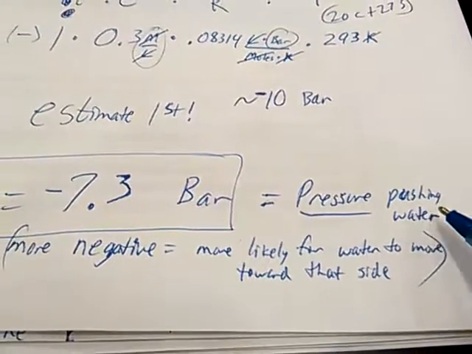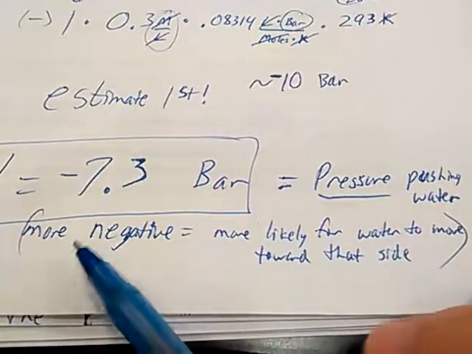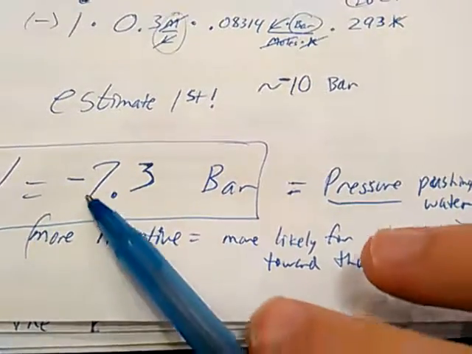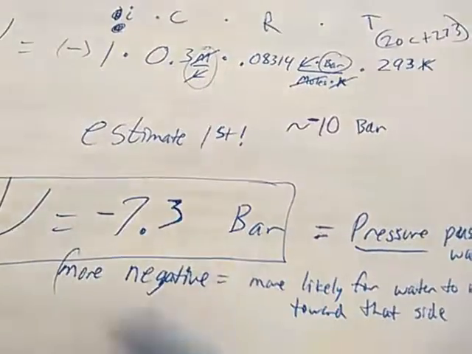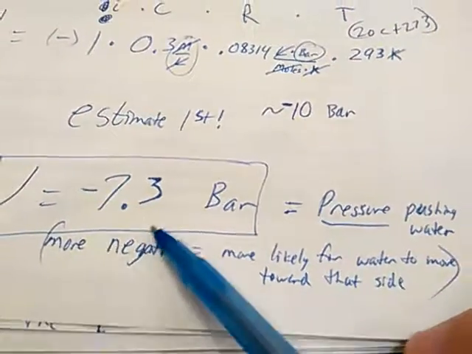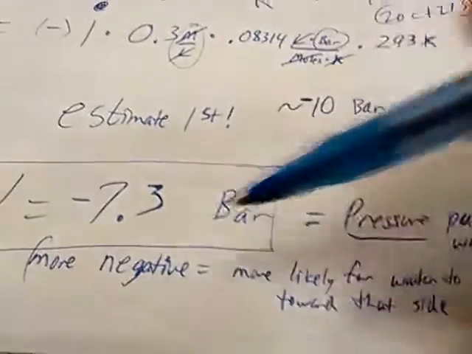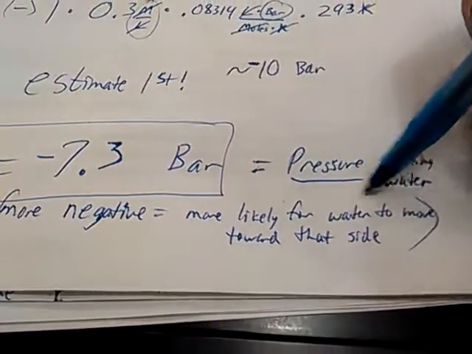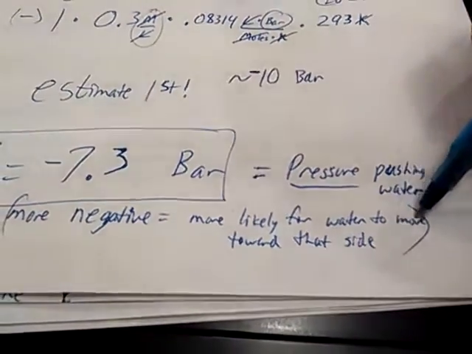And remember, that's a unit of pressure. It is pressure pushing the water. And the more negative your pressure is, because you think high pressure would be pushing the water out, negative would be allowing the water to come in. That's negative pressure. So the more negative it is, the more likely it is for water to come in or move toward that side.